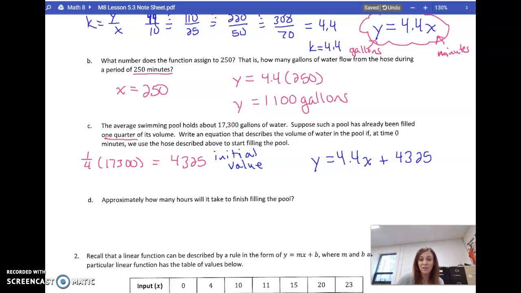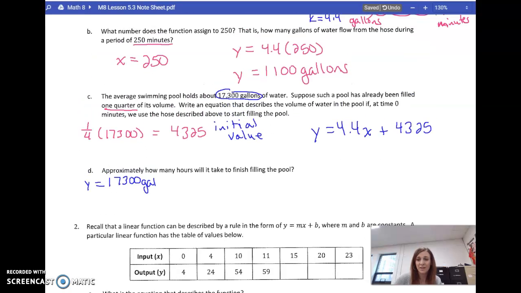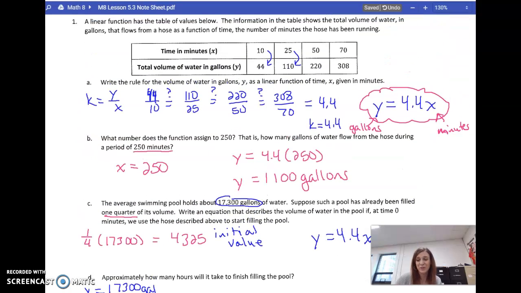Well, if it's full, that means the number of gallons has to be right here, 1,700 and 300 gallons. So guess what that is? Gallons is Y. So now I'm going to take this number and plug it in for Y. That's why it's really important to know what Y represents, what X represents. And if you're given a table, it usually tells you right here too.